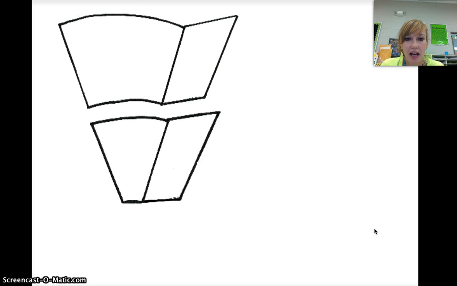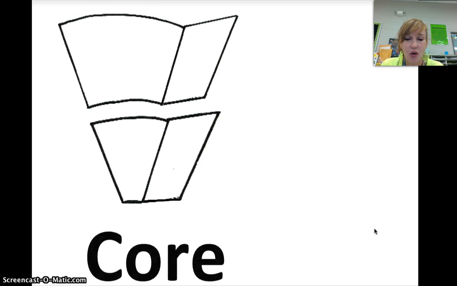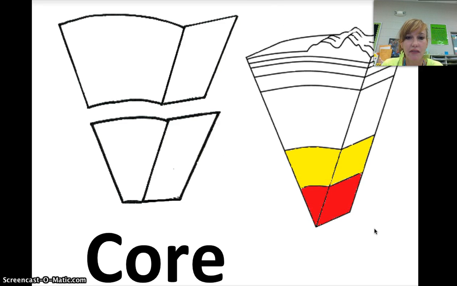So next we have the core. And the core is made up of an inner and an outer core. Obviously the inner core is going to be on the inside and the outer core is going to be closer to the outside.